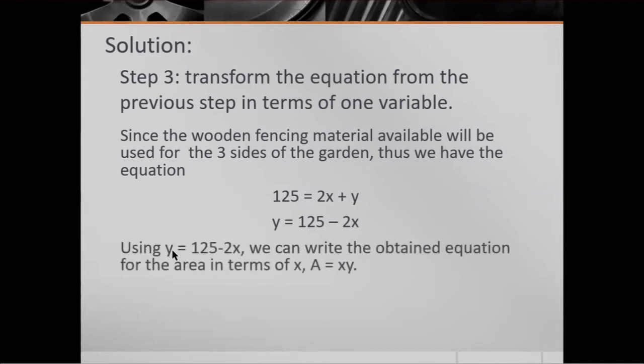Using the given y equals 125 minus 2x, we can write the equation for the area in terms of x. Since ang area natin ay the product of x and y, we can substitute y into the area of the rectangle. So instead of A equals x times y, we have A equals x, then substitute 125 minus 2x for y.